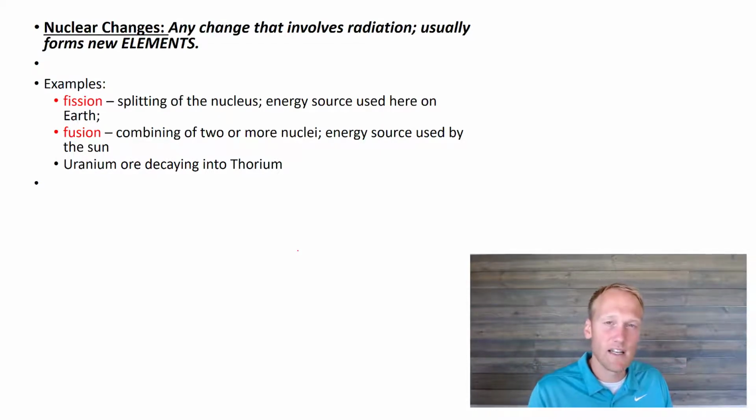So for instance, if you had uranium ore and it went through nuclear decay, the new element that you would produce after that nuclear decay took place would be thorium. We'll go more in depth with nuclear changes later on in the semester, but for right now, that's pretty much all you need to know.